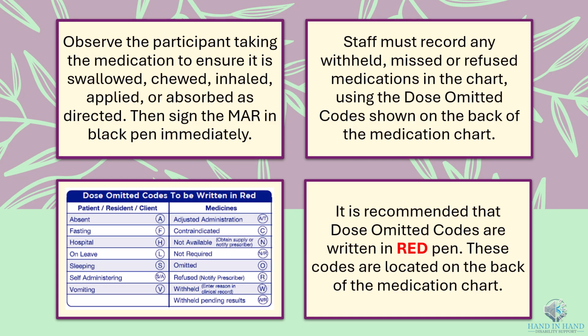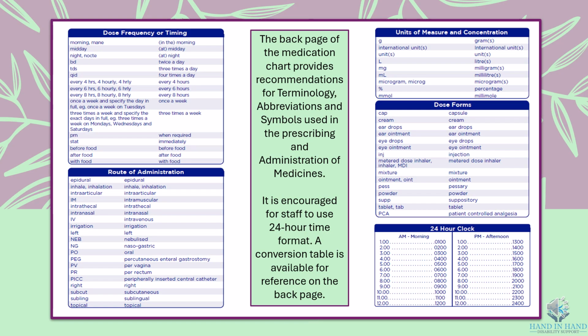Staff must record any withheld, missed, or refused medications in the chart, using the dose omitted codes shown on the back of the medication chart. It is recommended the dose omitted codes are written in red pen. These codes are located on the back of the medication chart for reference. The back page of the medication chart provides recommendations for terminology, abbreviations, and symbols used in the prescribing and administration of medicines. It is encouraged for staff to use 24-hour time format. A conversion table is available for reference on the back page.